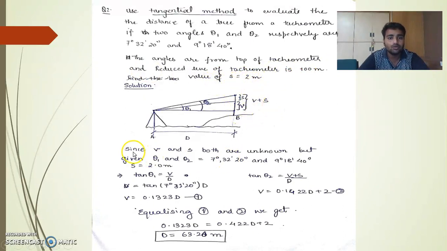Since v and D are both unknown, but theta 1 and theta 2 are given, we use the concept of the tangential method of tacheometry. We form two equations: tan theta 1 given into D, which is v equal to 0.1323 D. Then for theta 2, it becomes v plus s by d, v is equal to 0.1422 D plus 2, which is already given here as the backsight. And equalizing 1 and 2, we get the answer as 62.26 meters. So thank you.